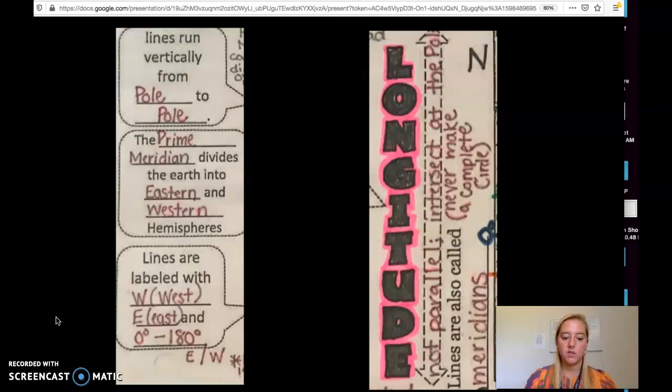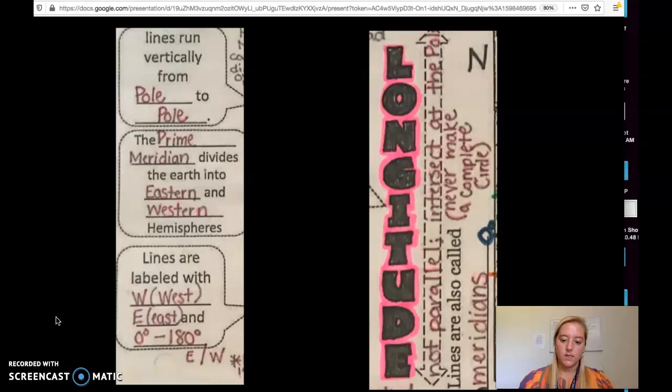Lines of longitude are labeled with west degrees and east degrees. That little 0 symbol, remember, means degree. They run from 0 degrees to 180 degrees east to west. So these are not parallel lines. If you look at my arrow right there, they intersect at the pole, so they never make a complete circle.